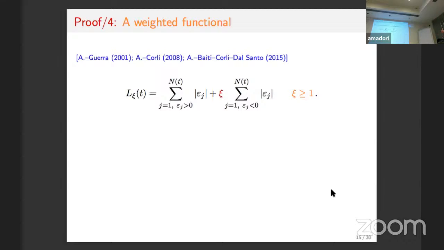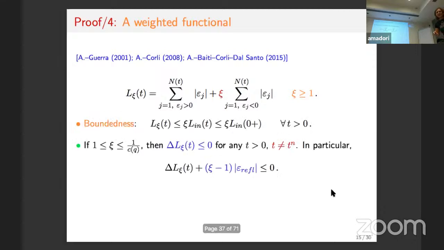This functional was introduced first in a paper with Graziano, a long time ago, in 2001. Then it was further used in a paper with Andrea Colli, and further in a paper with Paolo Baiti, Andrea Colli, and Santo. We use this functional, which has good properties. It is bounded, but unfortunately it is not decreasing in time. It behaves well at the interaction of waves. When we have waves at the same time that interact, we have this inequality: less or equal 0, plus this positive term, where this epsilon vector is the size of the reflected wave in the interaction.